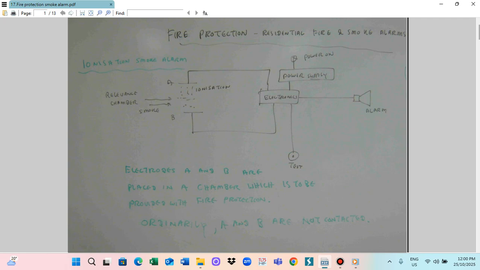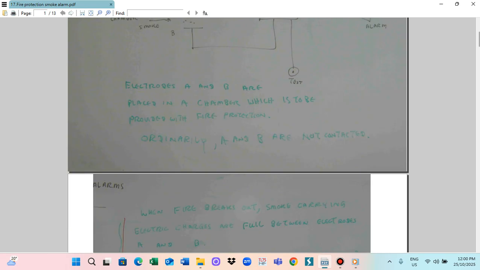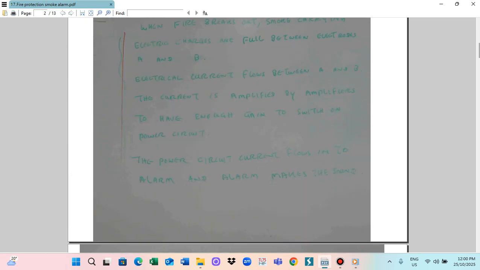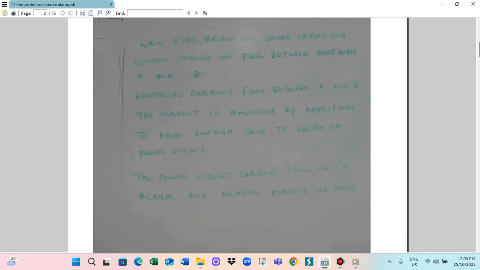From the chamber, the smoke comes here. The smoke is pulled between the two electrodes A and B, so it covers the electrical circuit. The smoke current will pass through to the electronics. The electronic circuit includes an amplifier, so the input current can be amplified to make a larger gain. When the gain is enough, the power circuit is triggered, the electrical current flows, and the fire alarm will be powered. So this is a typical fire protection system.